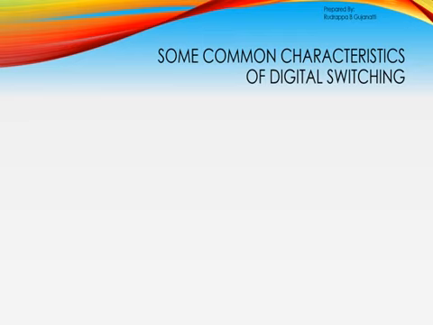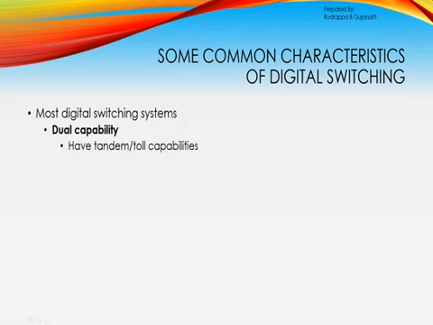So in this, what are some common characteristics of a digital switching system? Now the first characteristic which comes to mind is dual capability. What does dual capability imply? It should have both capabilities, for example handling the incoming and handling the outgoing facilities which are provided to the customers. So in short, they have tandem or toll capabilities. That is, it should be acting as a tandem office or toll office as and when required. That is what it specifies.